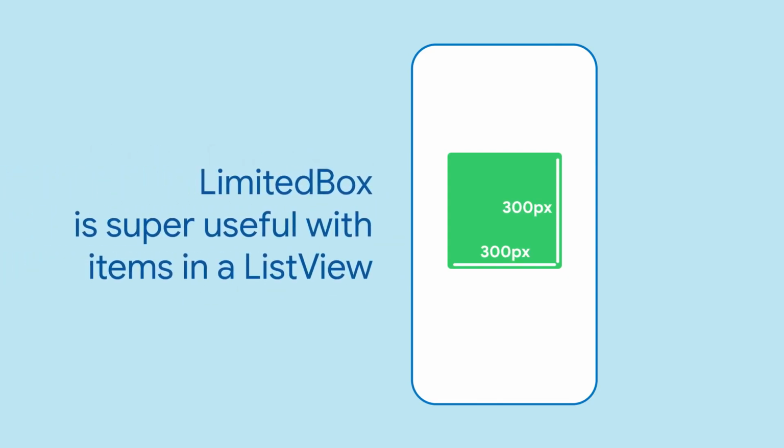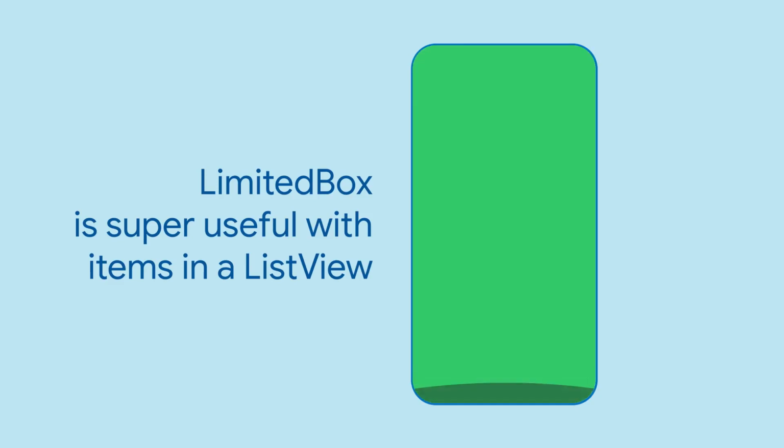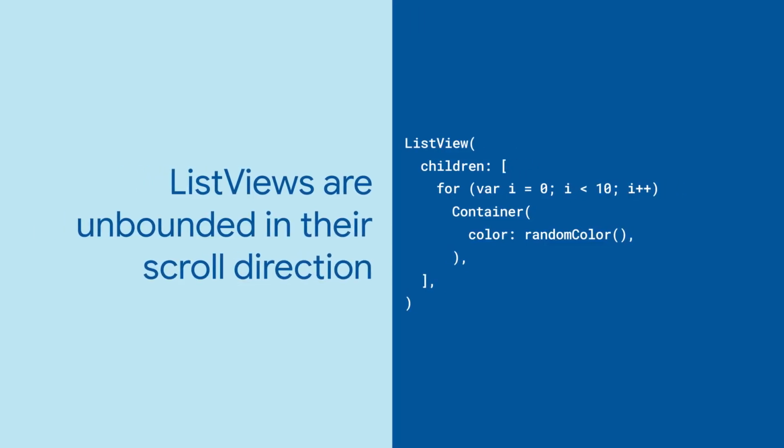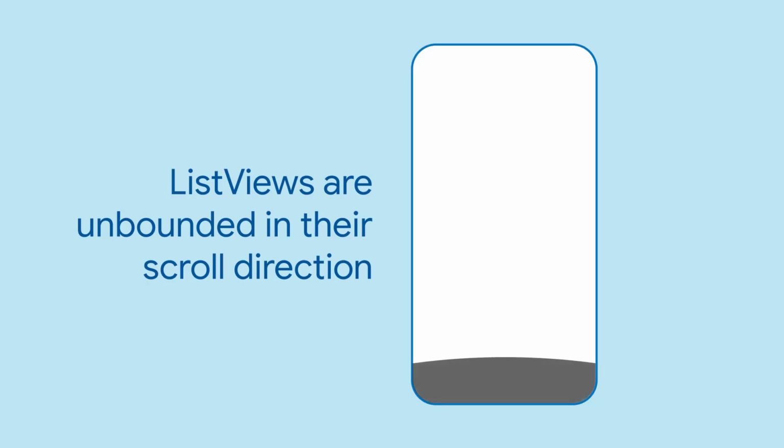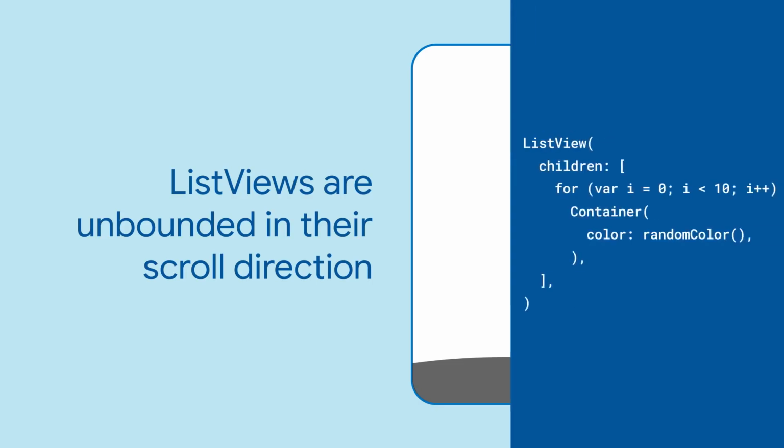LimitedBox's potential becomes unlimited when used with list view, whose scroll direction is unbounded. Let's say you want a list of widgets that normally try to match the parent's size. That's not going to work in a list. Placing containers in a list view shows nothing, as containers set their size to 0 when unconstrained.